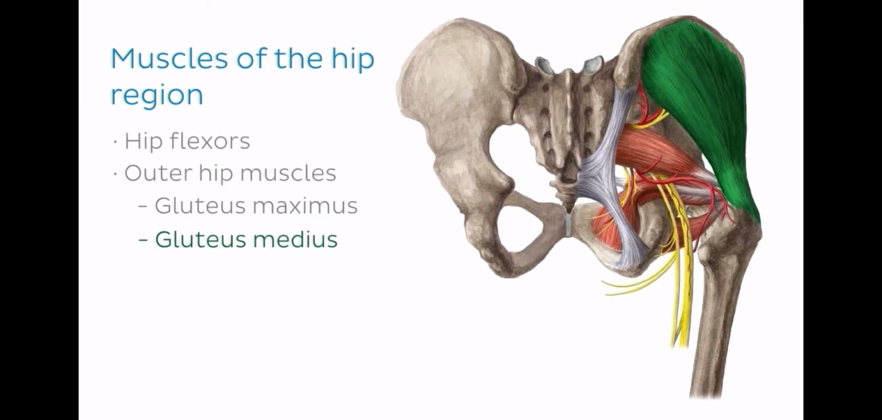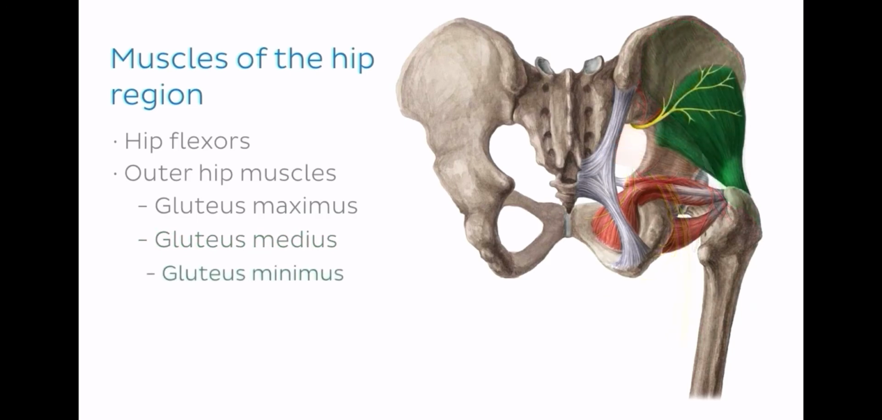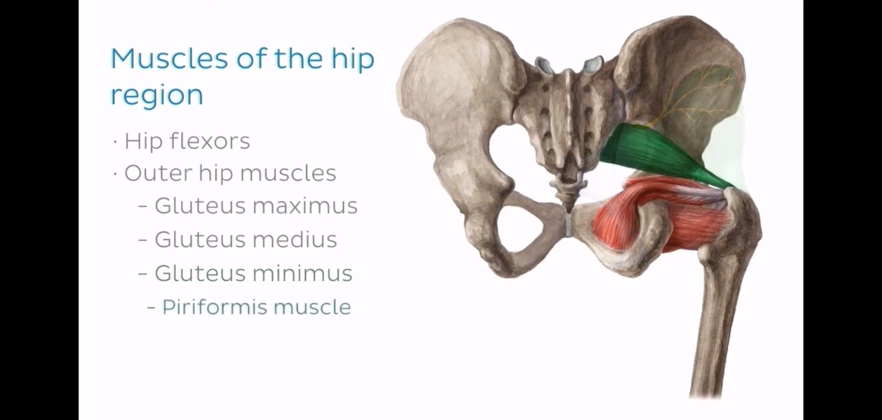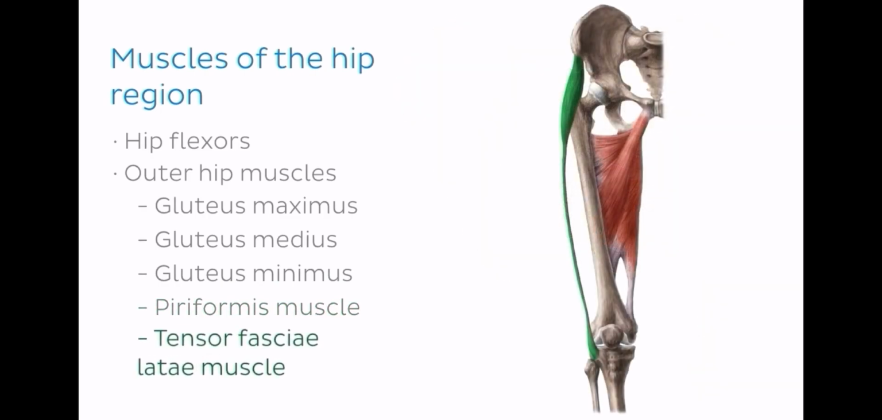Gluteus medius muscle, which is part of the middle layer of these muscles. And the gluteus minimus muscle, which is the deepest of these muscles. We also talked about the piriformis muscle, which helps with internal rotation. And we talked about the tensor fasciae latae muscle, which acts on the fascia lata.